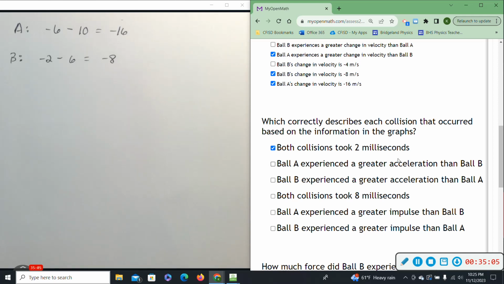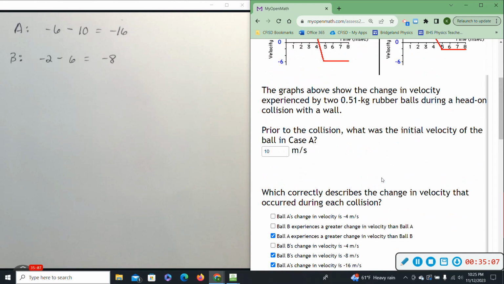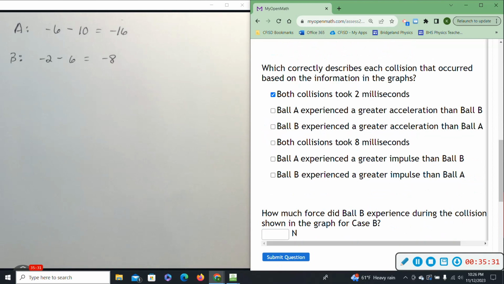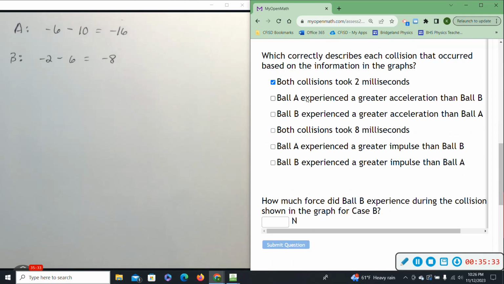Ball A experienced a greater acceleration than ball B. Ball A definitely has a larger change in velocity over the same time period, so yes, it does have more acceleration. And I can see that from the numbers that I got, but you can also visually see it because on a velocity-time graph, acceleration is slope. And this is a much steeper slope than this, and so this is a greater acceleration than this. During the collision is where you have that, and yes, you're going to have more acceleration for A than B.